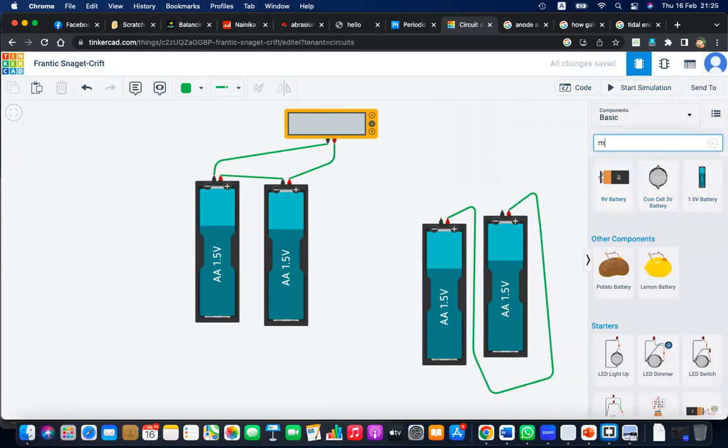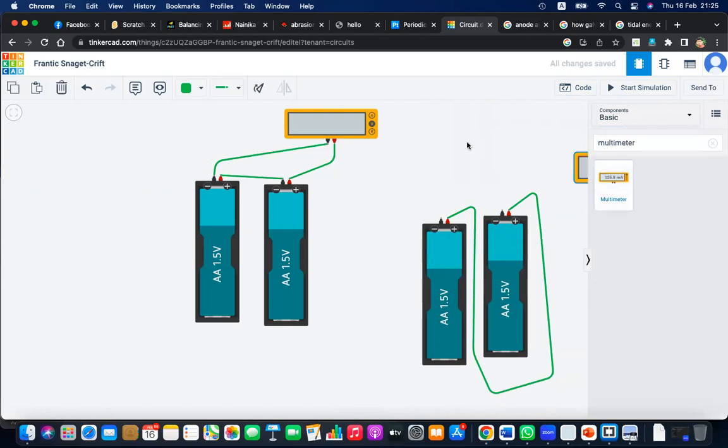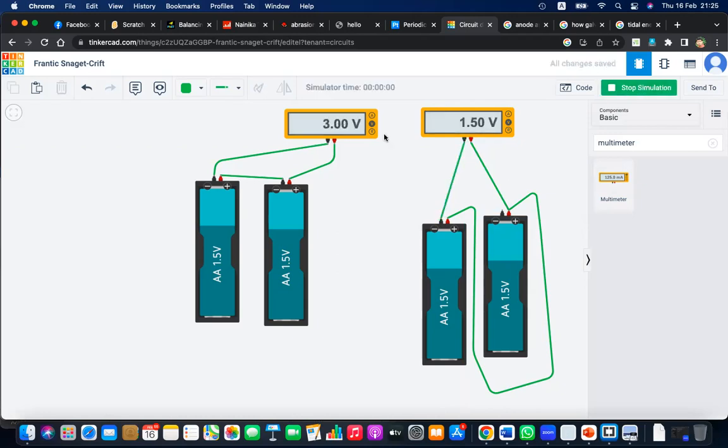Let's measure this using the multimeter now. I'm going to measure the positive one to the negative one. So let's see the voltage there. The first is 3 volt, the second is 1.5 volt. Sorry, I couldn't connect that properly. That is my mistake. This negative needs to be connected to this negative. Positive to positive, negative to negative, you can see the voltage does not change. But if you connect positive to negative in serial, the voltage doubles.